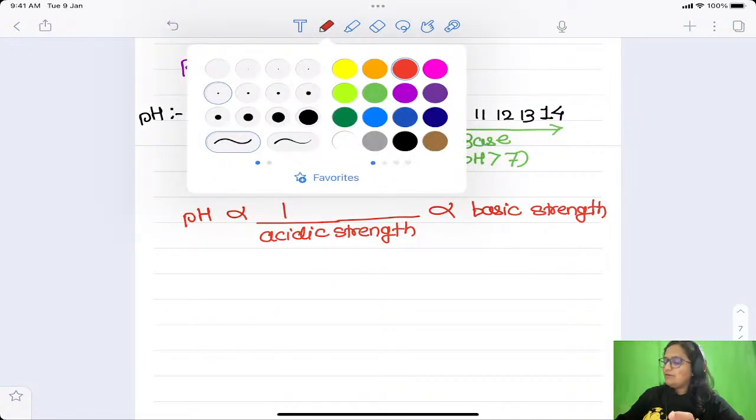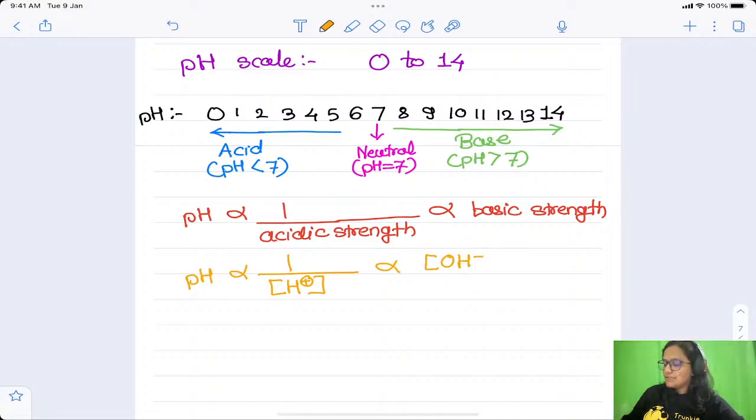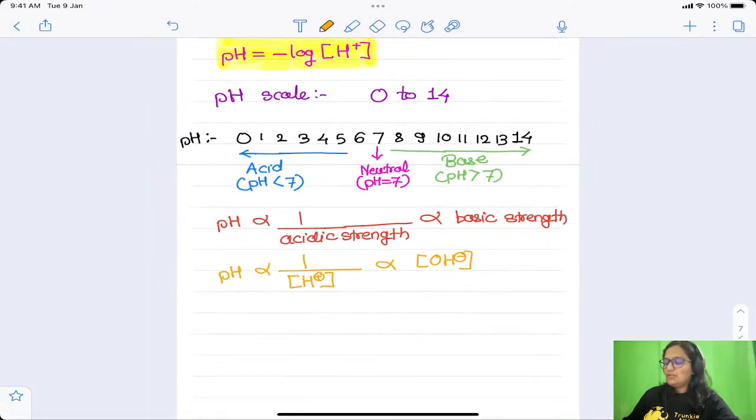And one more thing I am going to write down here: pH is inversely proportional to the H plus ion concentration, and pH is directly proportional to the OH minus ion concentration. H plus means coming from acid, OH minus coming from base. So these are some formulas related to the pH.